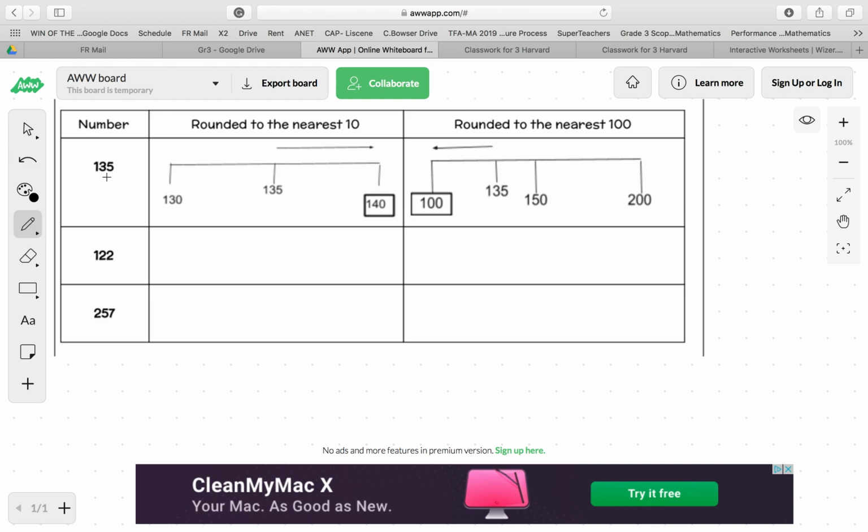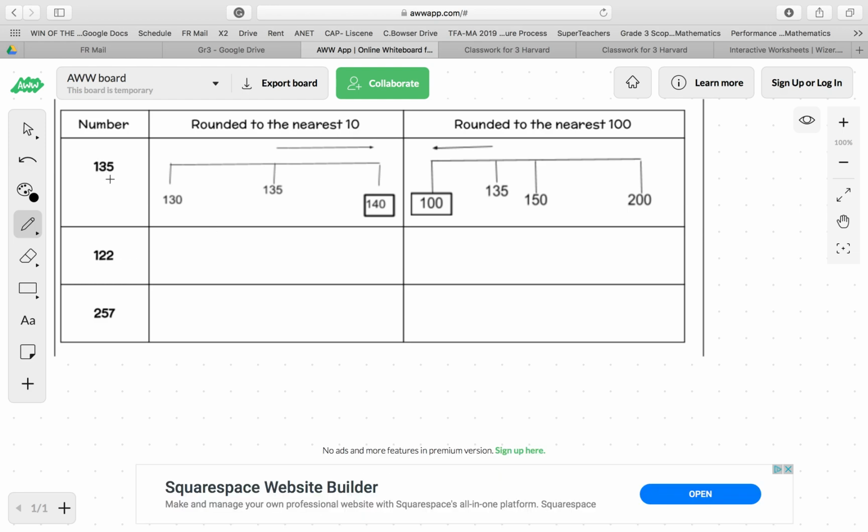The example shown here shows the number 135, and they found the nearest 10, which was 130 and 140. They placed 135 smack dab in the middle, and we know that if we're rounding to the nearest 10 and our digit ends in 5, it rounds to the warmer island. We talked about islands when we did this. So right now we're going to do the rounding to the nearest 10 for our next number.